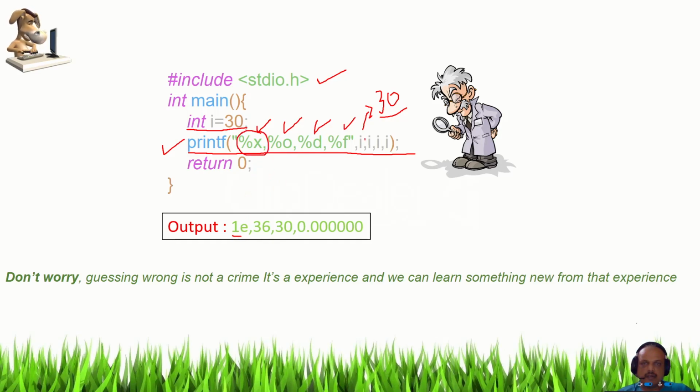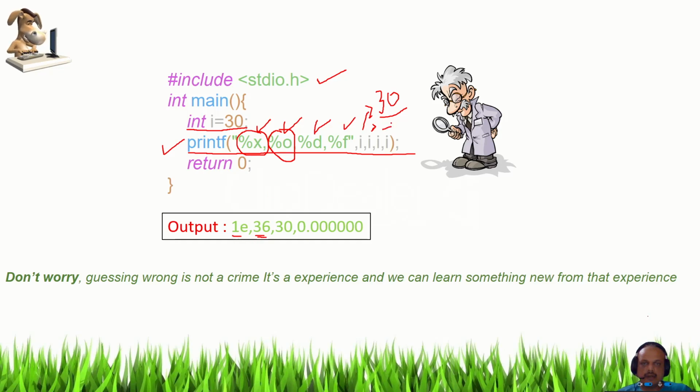Next, we have I again getting associated with %o. So %o stands for octal format specifier. So 30 gets converted to octal form, which is nothing but 36. So 30 in decimal is basically 36 in octal. So 36 gets printed out.